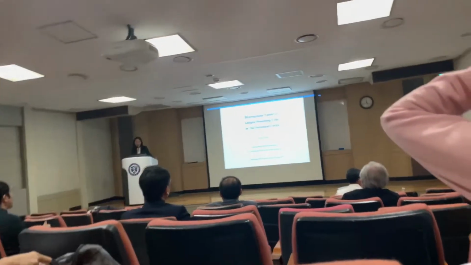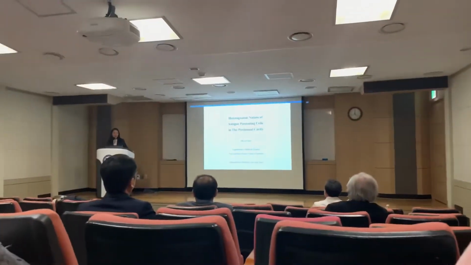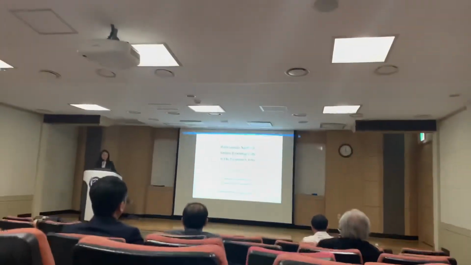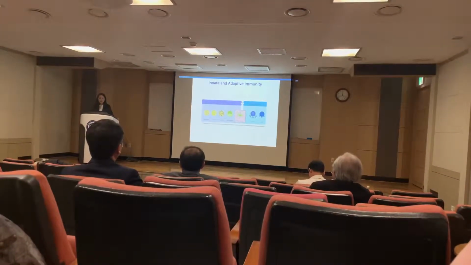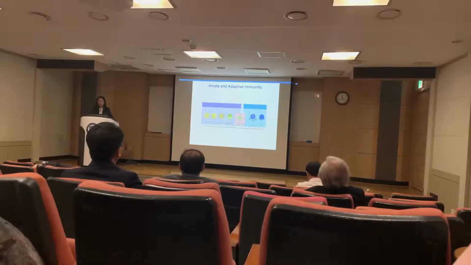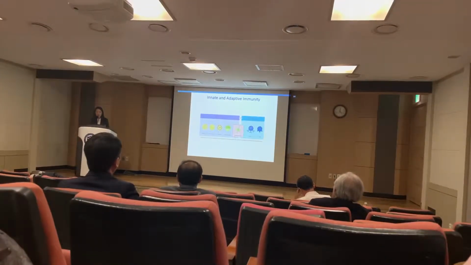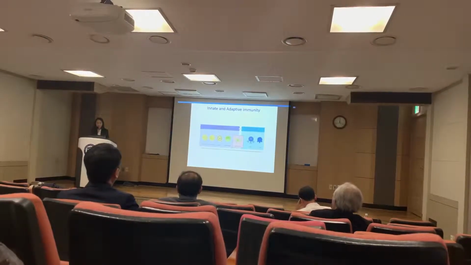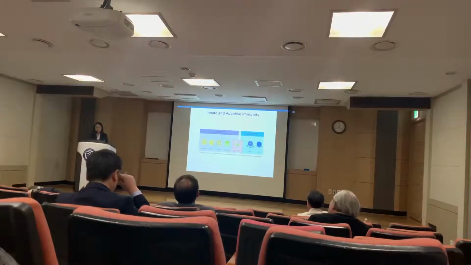And today, my talk is about heterogeneous nature of antigen-presenting cells in the peritoneal cavity. The immune system breaks into two main branches, innate and adaptive immunity. Innate immunity is a non-specific first defense mechanism, which occurs rapidly right after antigen exposure.